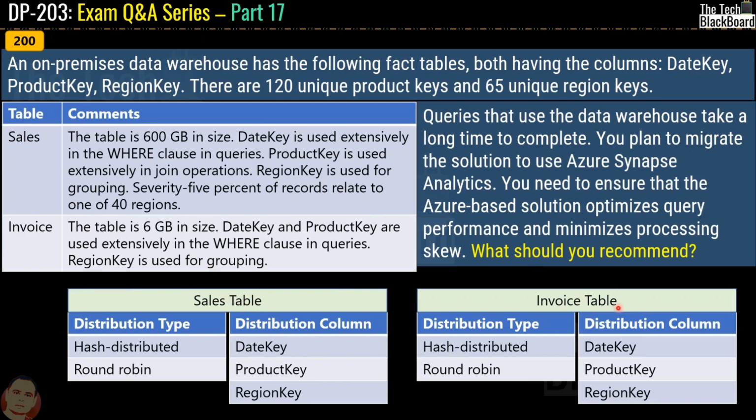So let me first tell you the answer, and then I will take you to the Microsoft documentation to help you understand these answers. Coming to the sales table, here we are given distribution type and distribution column. The correct answer for distribution type is hash distributed, and the correct answer for distribution column is product key. Coming to the invoice table, for distribution type the correct answer is hash distributed, and for the distribution column, this time we have region key as the correct answer.